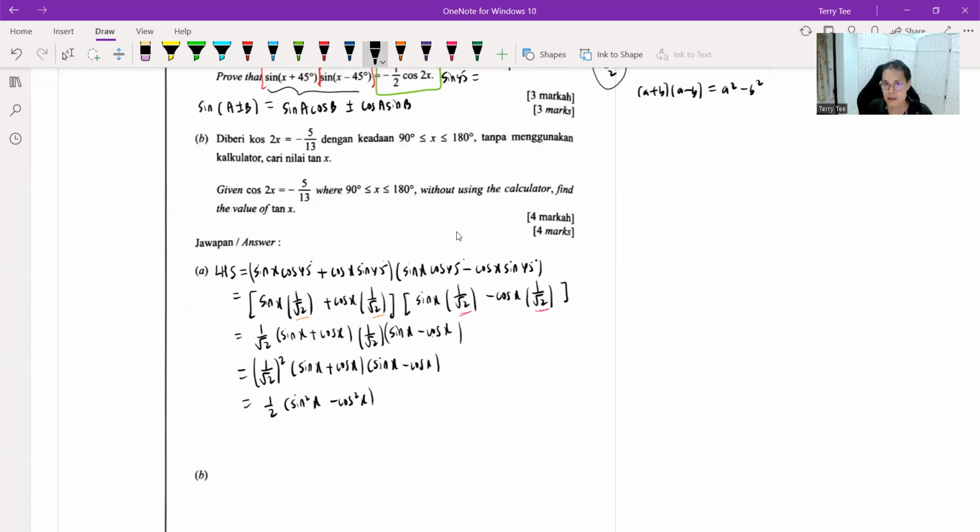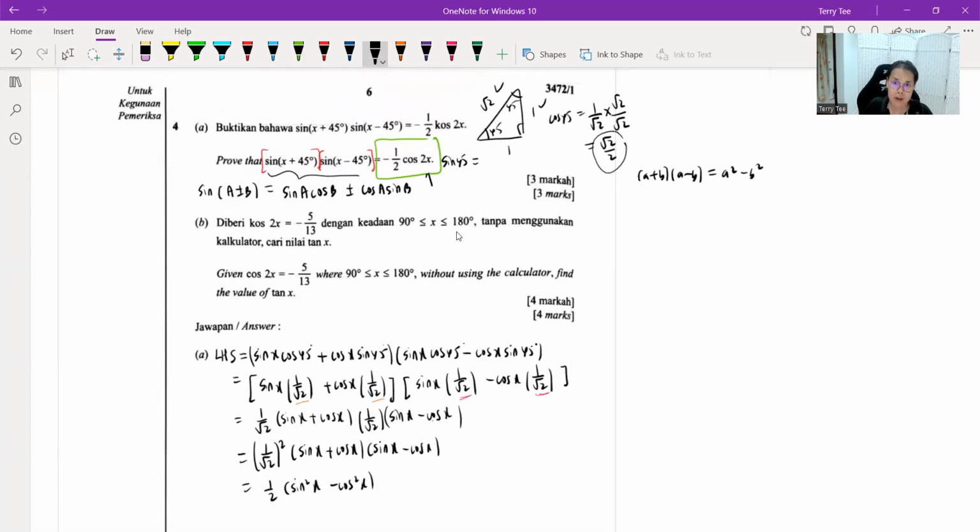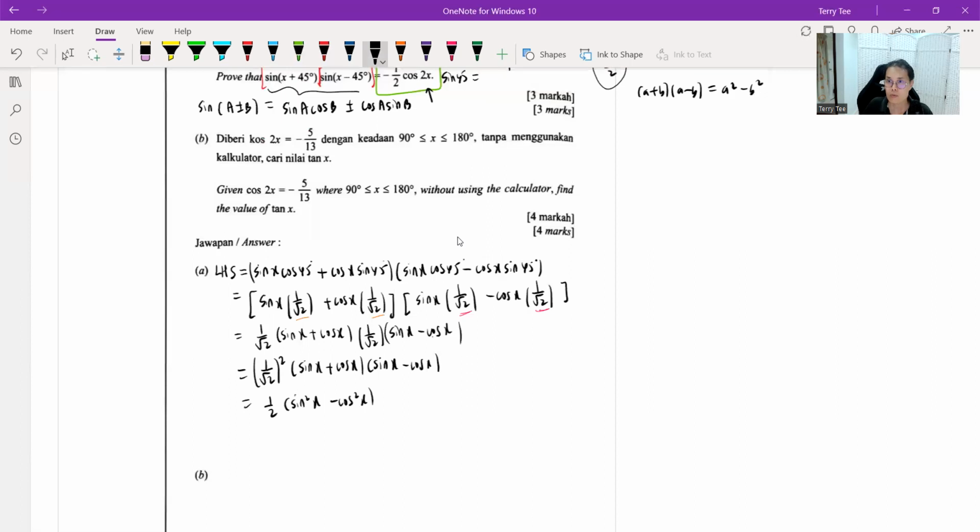Well, you can always take a sneak peek at your right-hand side. At your right-hand side, you have cos 2x. And cos 2x has 3 formulas. Well, the first formula for cos 2x is cos square minus sine square. This one you can find from the list of formulas given in the exam. But here what we have is sine square minus cos square. Now you notice that this is the other way around. This is cos square minus sine square.